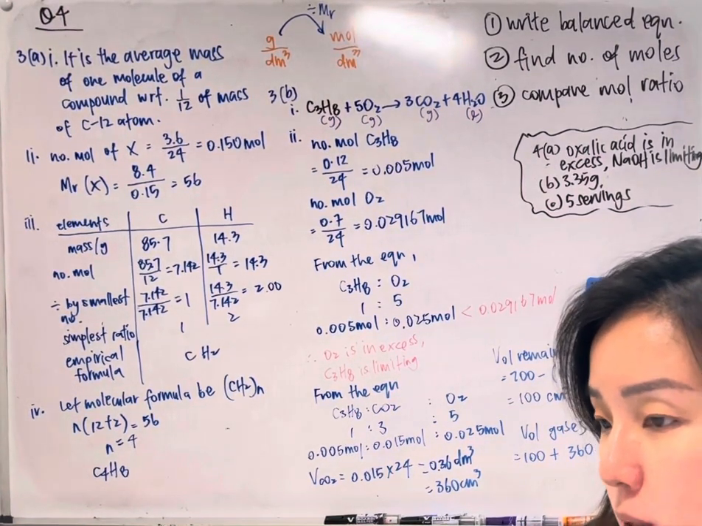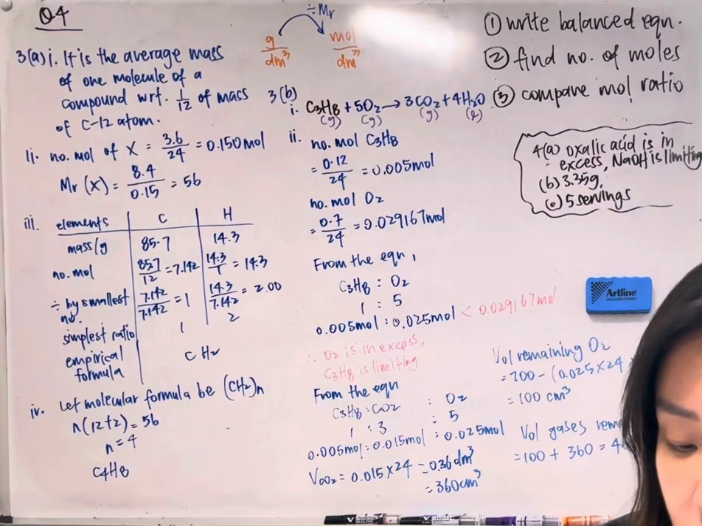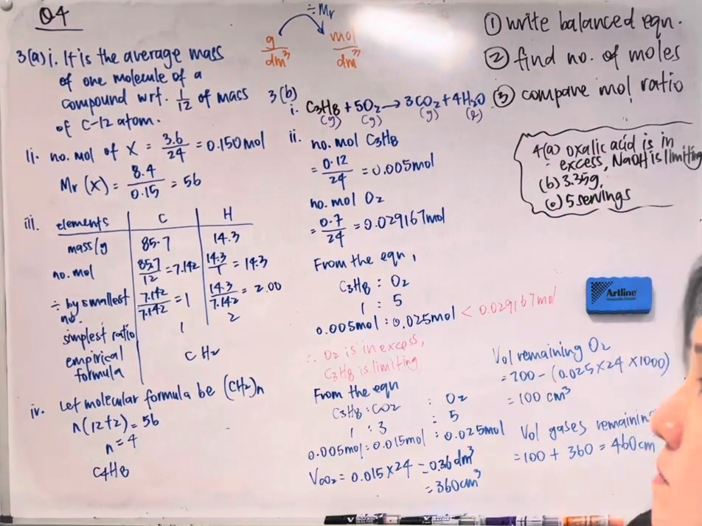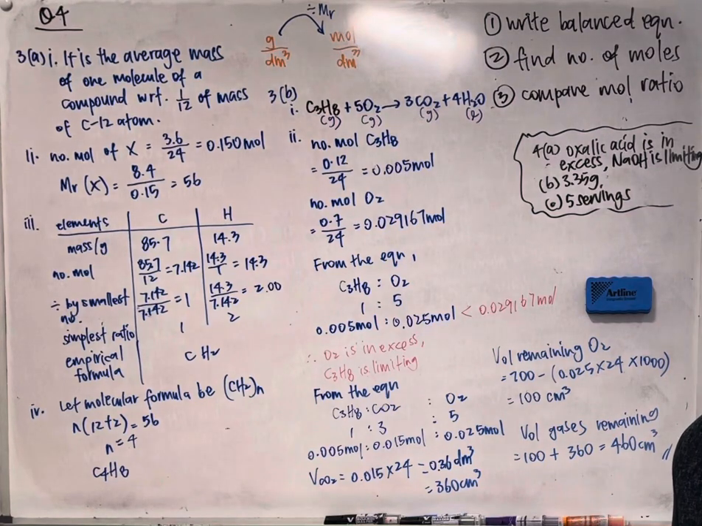So please don't lose marks for moles. Very, very standardized. Always follow the steps, right? Balance equation, find number of moles, compare mole ratio. If let's say you are stuck, please at least find moles or something so you can get at least some method marks.